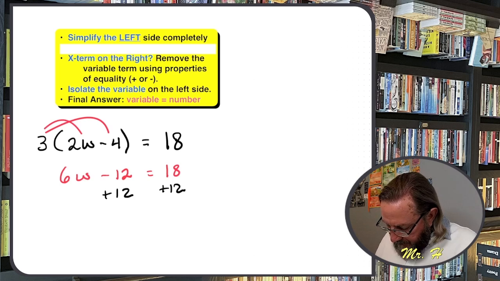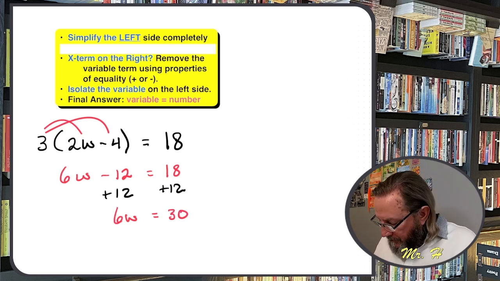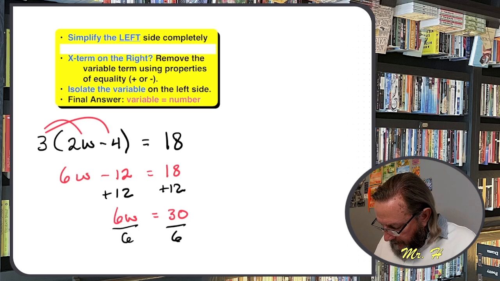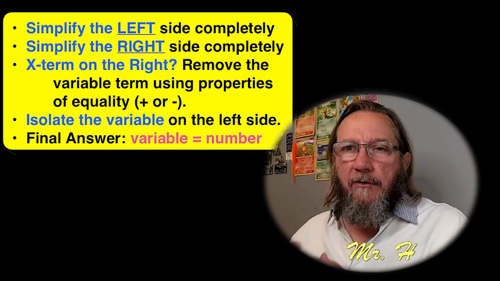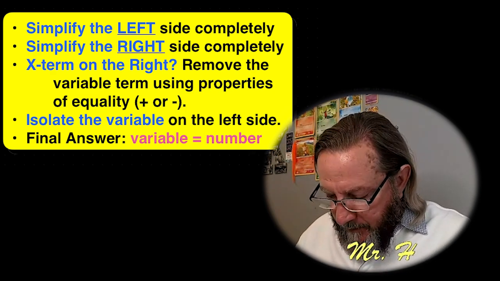That's going to leave us with 6w equal to 18 plus 12. That's going to be 30. And to finish this problem, we're simply going to divide both sides by 6. And that'll leave me with w equal to 5. Variable equal to a number. We're done. So there are several examples we have gone through now where we have followed this recipe.